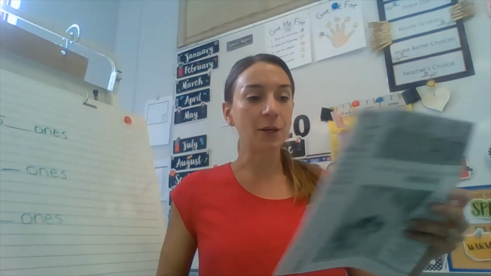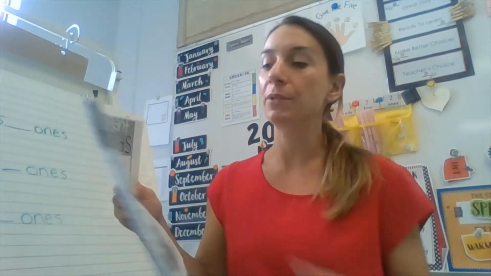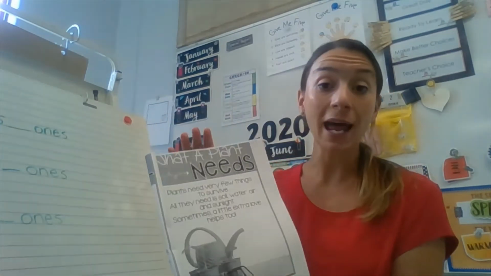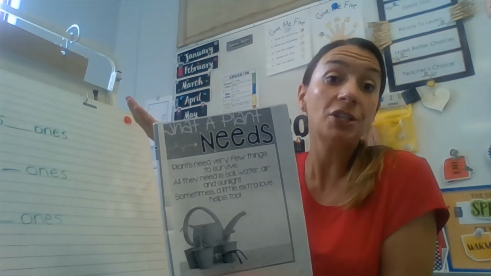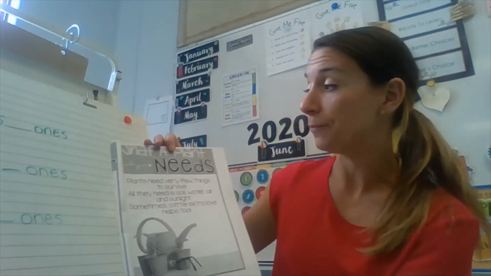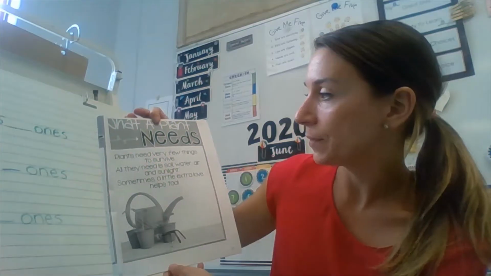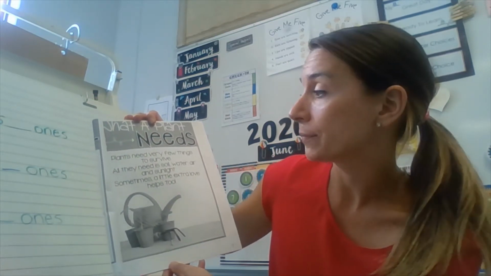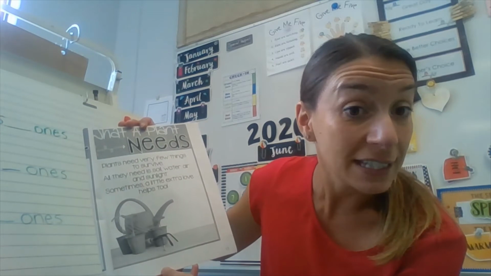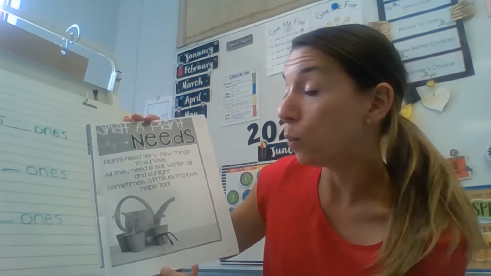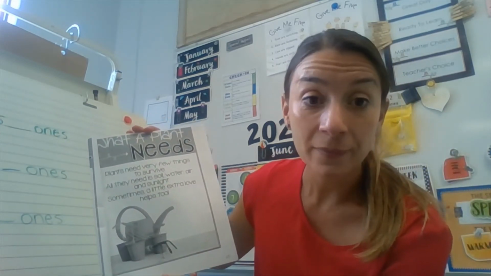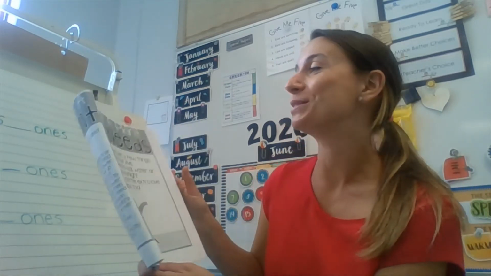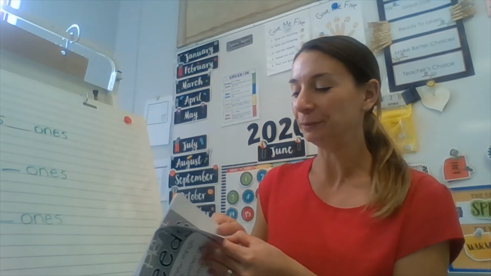But what I'm going to do is I'm going to read you what a plant needs. So I'm taking this straight from the booklet that I gave to Mom and Dad. So you can have a parent read this to you, or you could just watch my video like you are right now. So what a plant needs. Plants need very few things to survive, so they don't need a lot. All they need is, are you listening? Soil, water, air, and sunlight. Sometimes a little extra love helps too, right? Everything needs a little love.